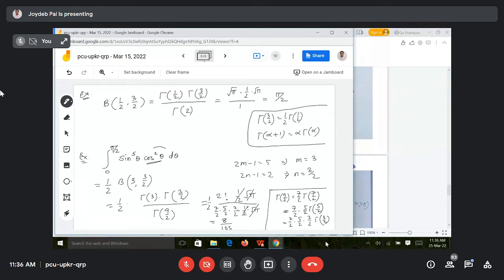Okay. If this term is not present, then 2n minus 1 is equal to 0. That means n is equal to half. So calculate it with n is equal to half, not 3 by 2. Is half. Similarly, if sine is not present, then m is equal to half. Is not it?